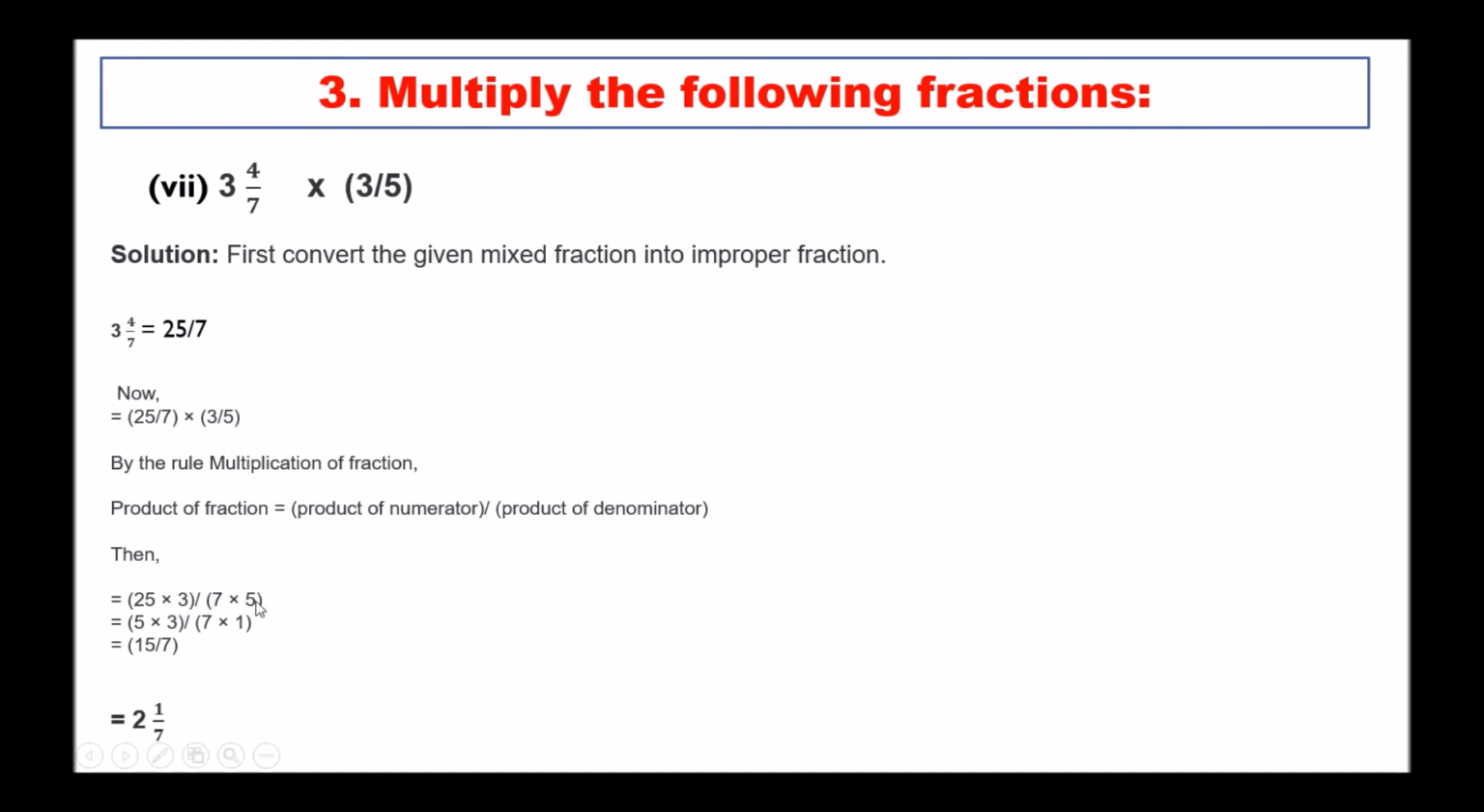We can cut 5 and 25. So it will become 5 and 1. So 5 into 3 is 15 and 7 into 1 is 7. So 15 upon 7. That is 2 and 1 by 7.